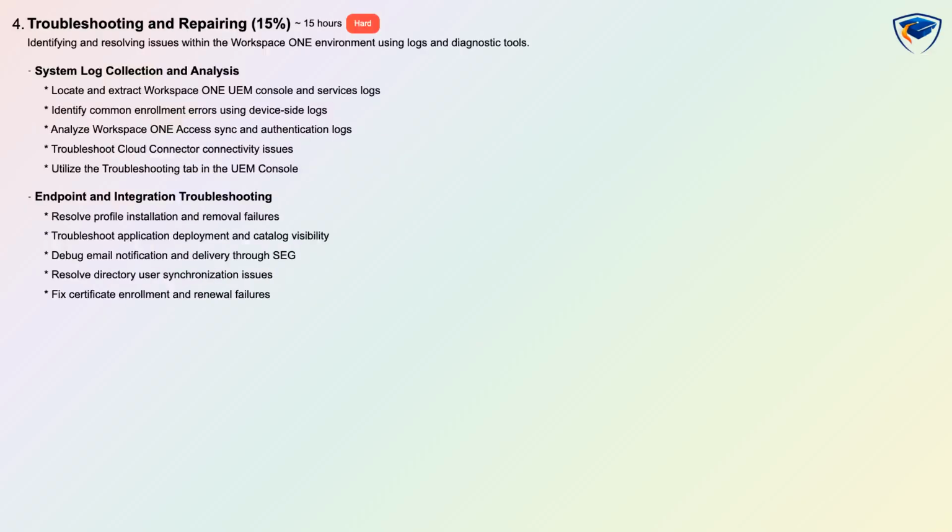Troubleshooting and repairing is 15% and concentrates on identifying and resolving issues across the Workspace 1 environment. This is a hard domain with roughly 15 hours of study and scenario-based assessments. You will practice collecting and analyzing console and service logs, diagnosing enrollment errors from device-side logs, and reviewing access sync and authentication logs. The domain also covers endpoint troubleshooting such as profile failures, application deployment problems, email delivery through SEG, user synchronization issues, cloud connector connectivity, and certificate enrollment fixes.